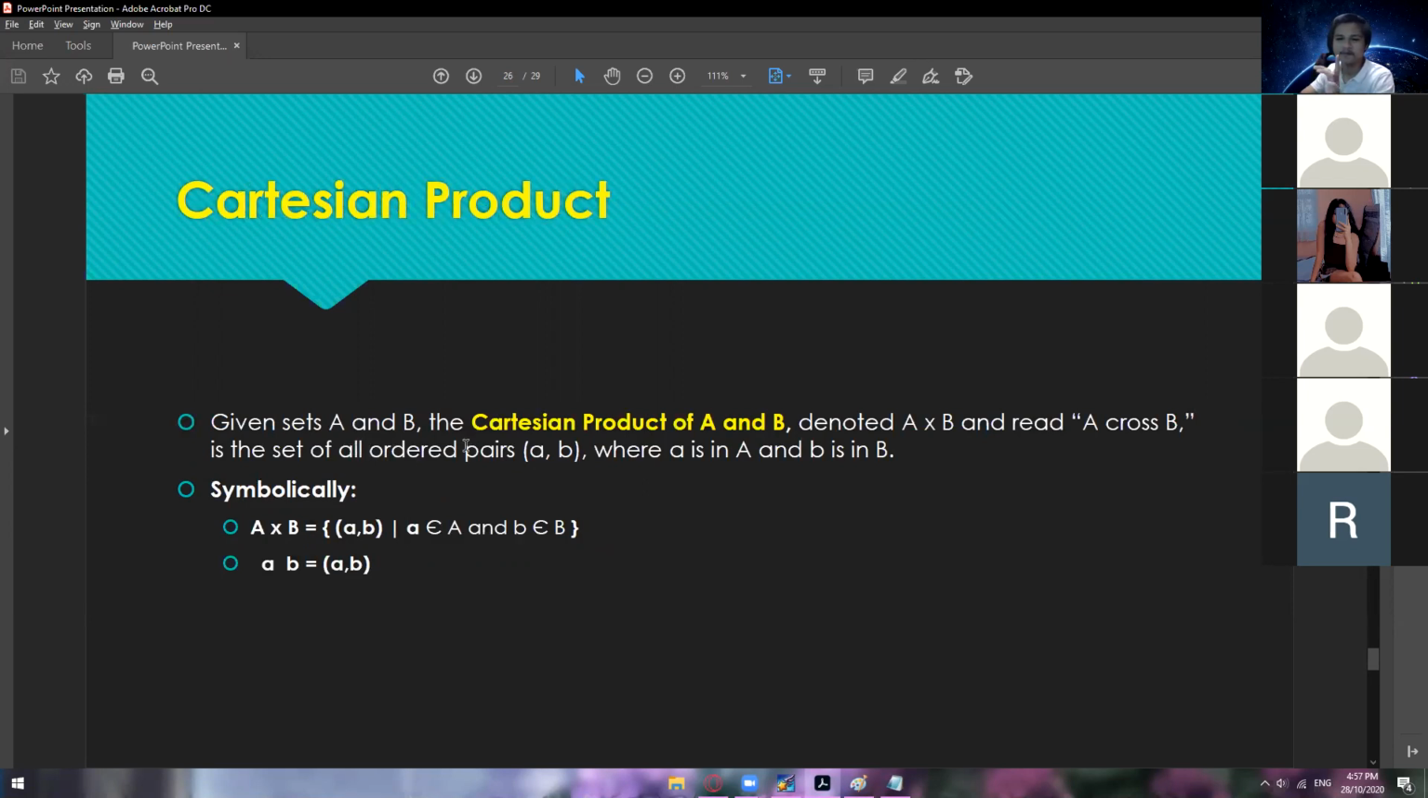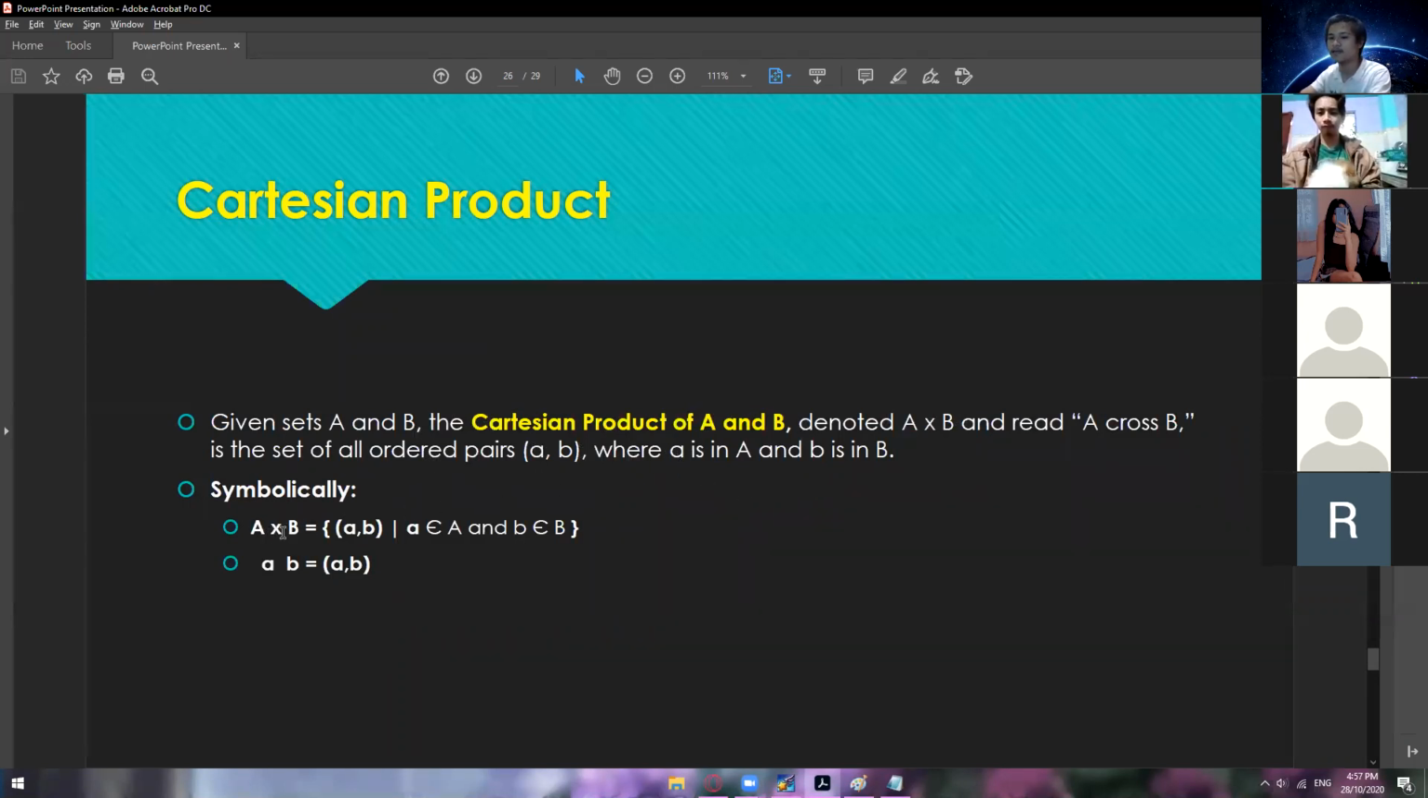So moving on, okay, we have here the Cartesian product. Okay. So nalaman nyo na kung anong ordered pair. So ngayon, i-apply na natin siya sa Cartesian product. So let's say given sets A and B, Cartesian product of A and B, denoted A times B, or you can treat it as A cross B, is the set of ordered pairs (a, b), where a is in A and then b is in B. So symbolically, say that A cross B is the set of elements (a, b), such that a is in A and then b is in B. This one is quite confusing.